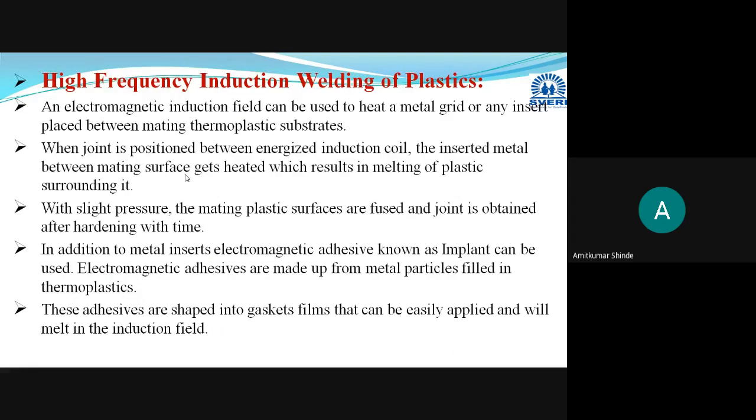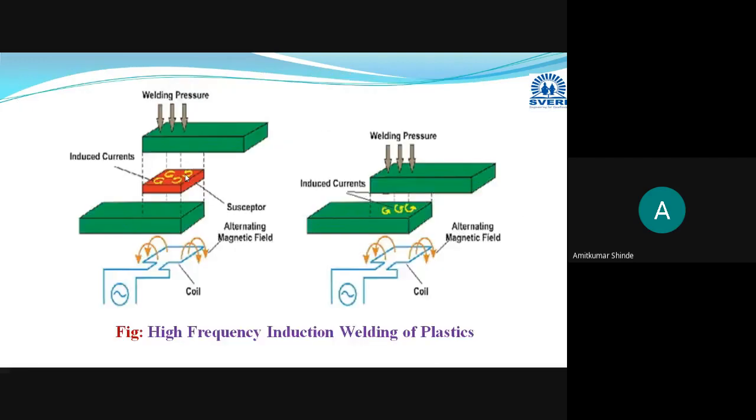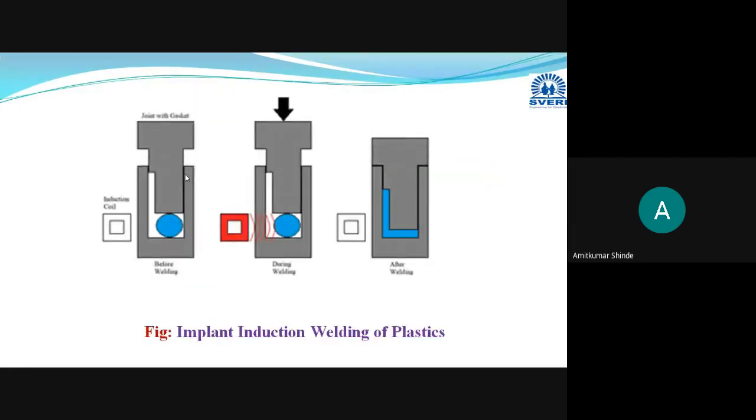Then one more type is there, that is implant induction welding. Here the source of heating is the same. Here we are using the induction coil only, the inductor coil. Same source is there, just the position or type of the joint produced will be different. Now in this implant induction welding, we are using one electromagnetic adhesive material.